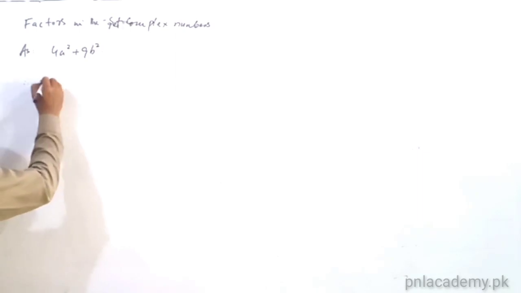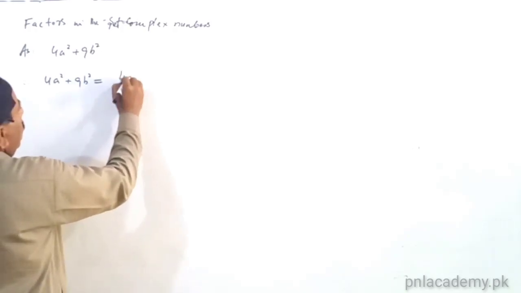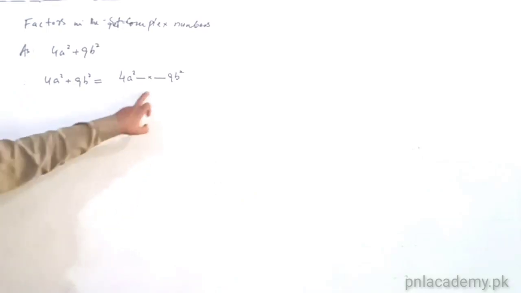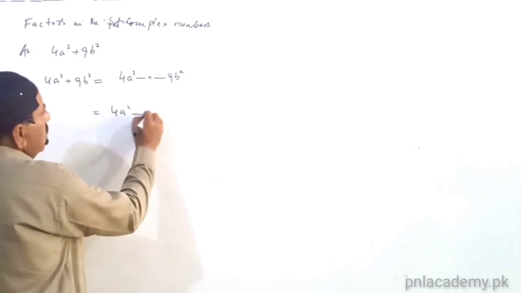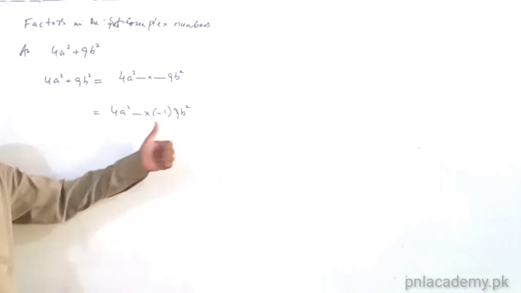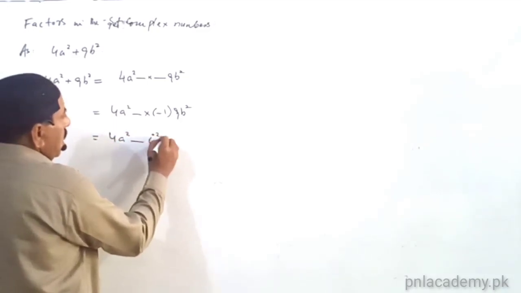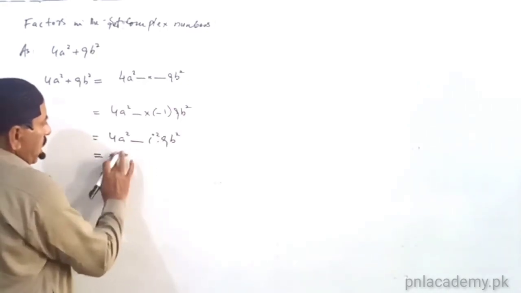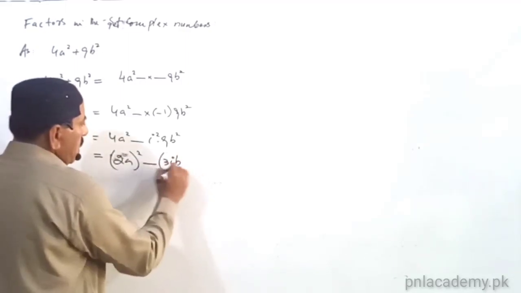As 4a square plus 9b square is equal to 4a square minus into minus 9b square. Minus into minus same plus. So this will be also 4a square minus into minus 1 9b square. You also know that minus 1 plays the role of iota square. So this will be 4a square minus iota square into 9b square. So now 2a whole square minus 3 iota b whole square.